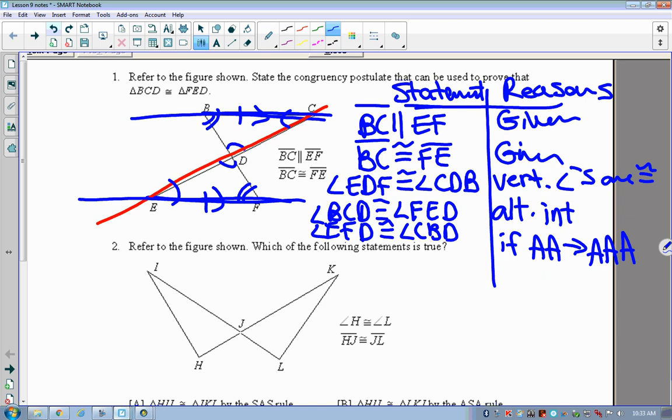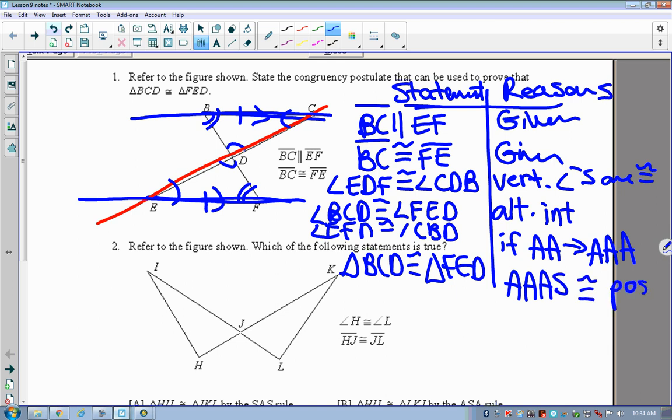At this point, if I had not done the vertical angles, I could have stopped here and done angle, side, angle. But because we went further, we're going to do our statement over here. Triangle BCD is congruent to triangle FED. We're going to say angle, angle, angle, side, congruency postulate.